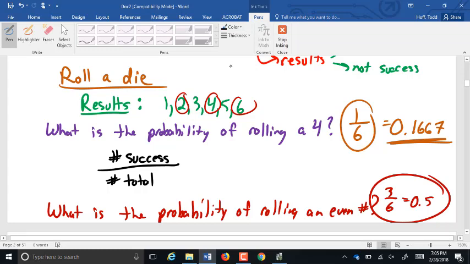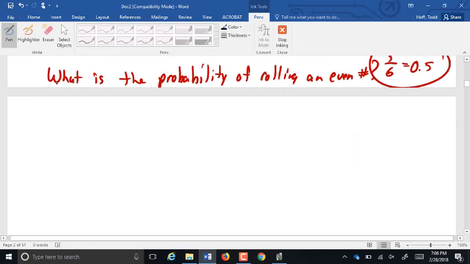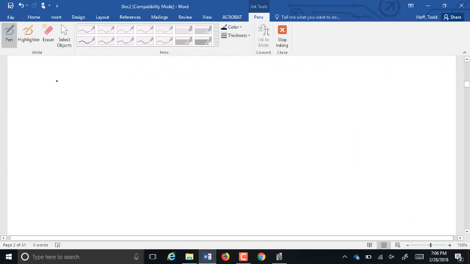Well, if we're just dealing with rolling a die, yes. That's a good question. Why is it always 1 through 6? Well, let's look at other possibilities. On a die, there's only six possibilities. Flipping a coin.